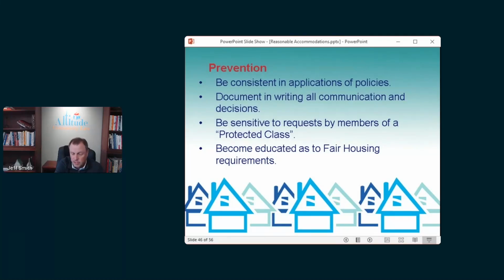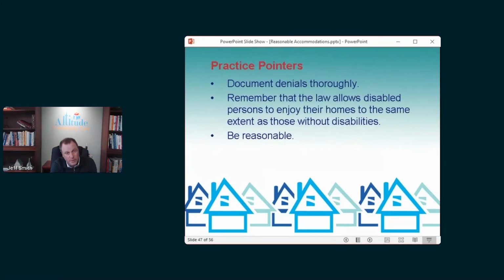Again, pull those HUD statements. They are very helpful. Some practice appointments: if you are going to deny, first make sure you talk to the attorney. Then document the denials thoroughly. Remember that the law allows disabled persons to enjoy their homes to the same extent as those without disabilities. Overarching, make sure you're being reasonable. Always try to be as reasonable as possible.